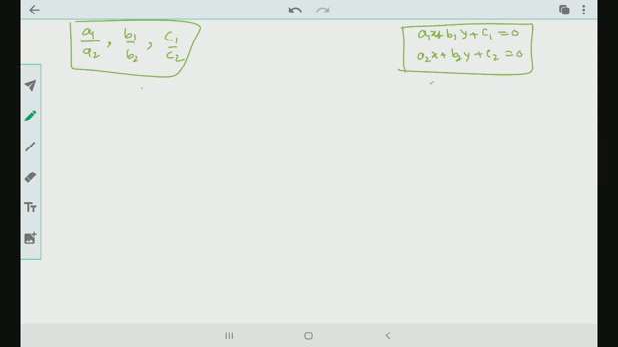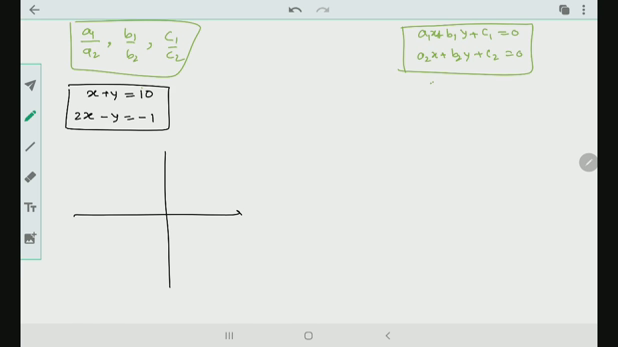Maybe orally it looks difficult, but I'll show you one example. I'll take the first question itself. The first question is x plus y is equal to 10 and 2x minus y is equal to minus 1 as a system of linear equations. You can draw the graph of this equation easily, maybe in this manner. This is easy. The graph you can easily draw. But how about this one?